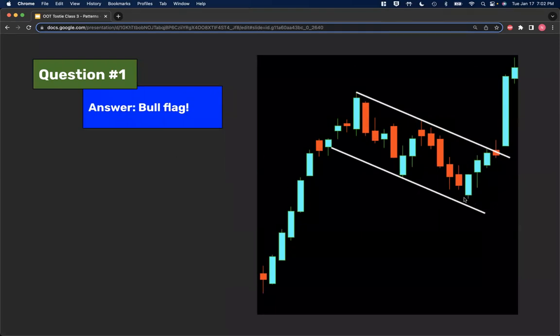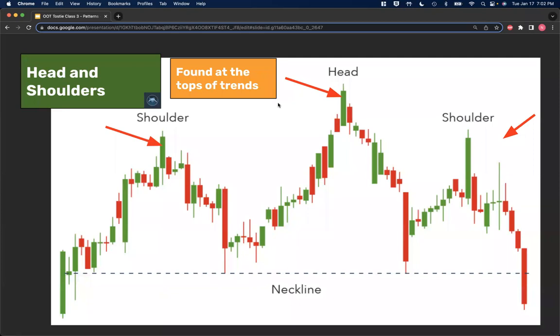I would probably have my stop loss below this low right here, and I'd probably be entering on this breakout, right? Very, very simple. So happy with everybody's answers there. Let's keep it moving. I want to try and get through the rest of these patterns before we wrap up.